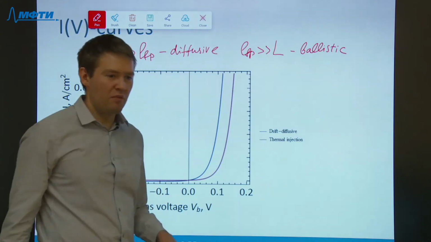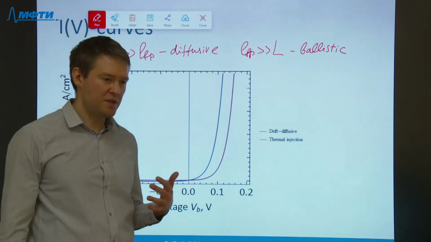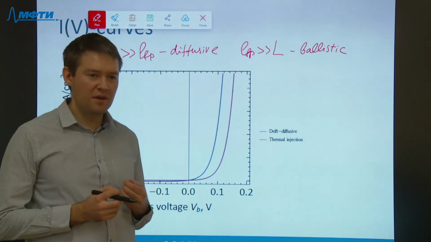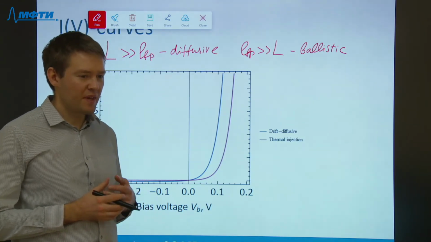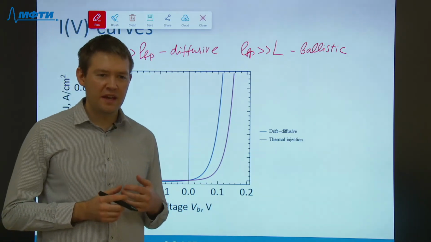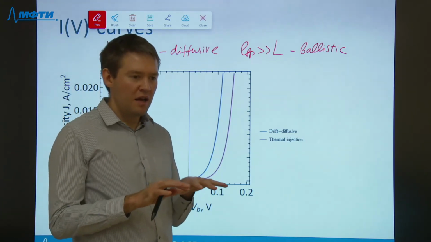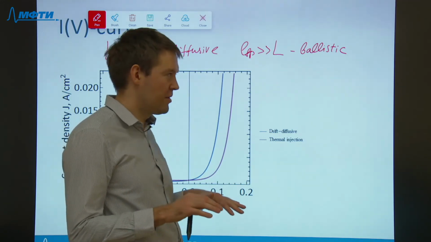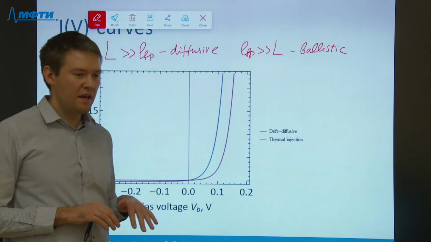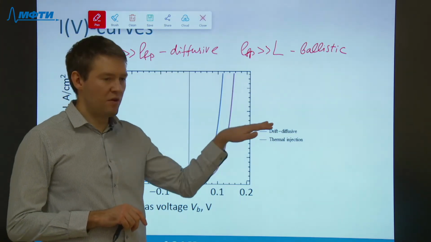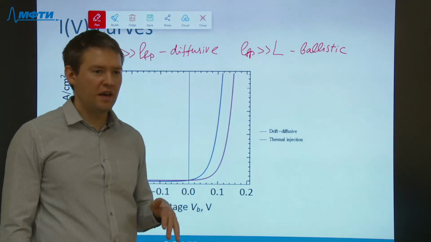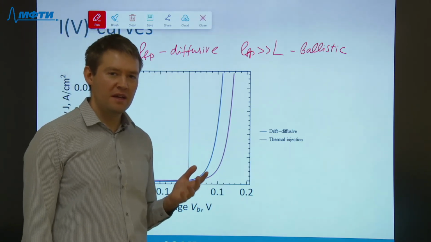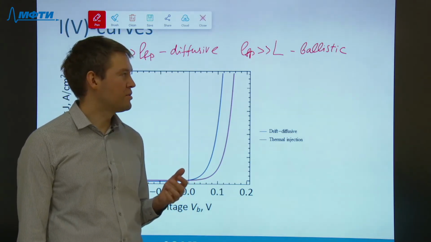But there is one more practical answer to this question. The essence of this practical answer is that when we use a drift diffusive model, we think that the scattering in the bulk is the main limiting factor that hinders the passage of current. And when we calculate the current according to the thermal injection model, we think that the barrier height and its finite probability of transparency is the limiting factor for the carrier transport.